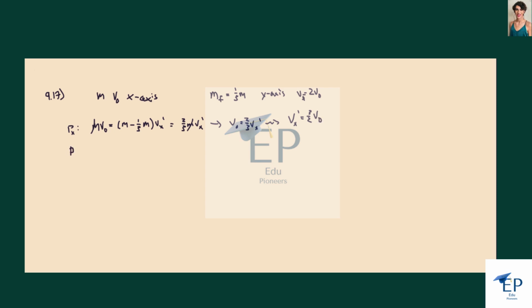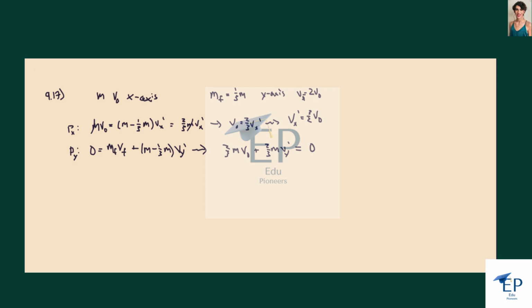Cool. So let's do the same thing in the y direction now. For the y momentum, initially we have 0 because we just have the rocket moving in the x direction. Finally, we have the mass of the fuel times the speed of the fuel shot out in the y direction. And then we have the mass of the rocket minus the mass of the fuel times the y component. So if we plug all this in, we should see that this becomes 2/3 m v naught plus 2/3 m vy prime equals 0.